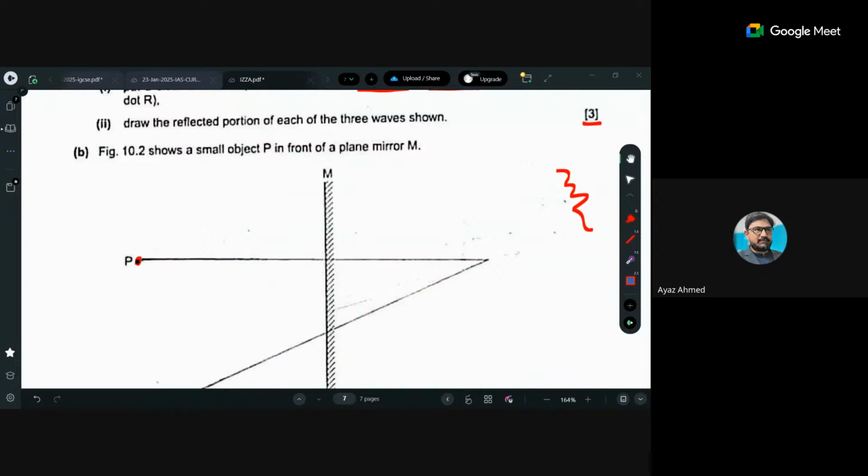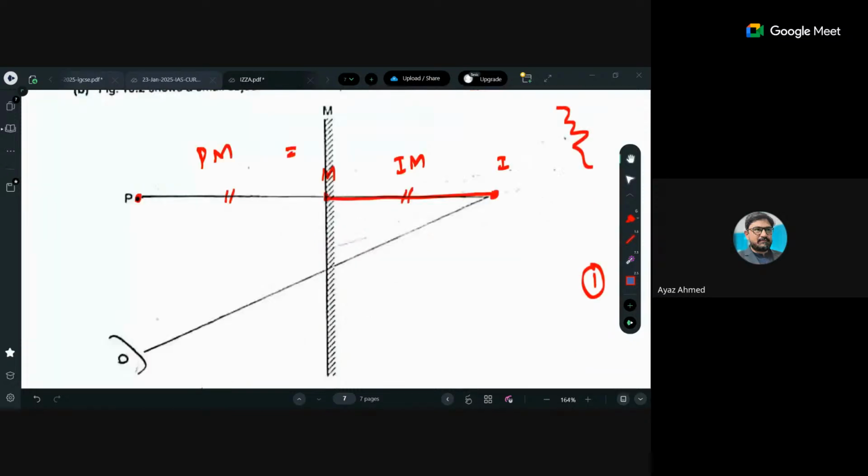Here she will score only 1 mark, and the mark is just to give the method. This is not the actual, the distance is not clear. Is the distance correct? If I say that the distance from P to M is equal to the distance from I to M, did you draw it properly? That distance must be equal. It seems that it is shorter. That's why you will lose 1 mark.